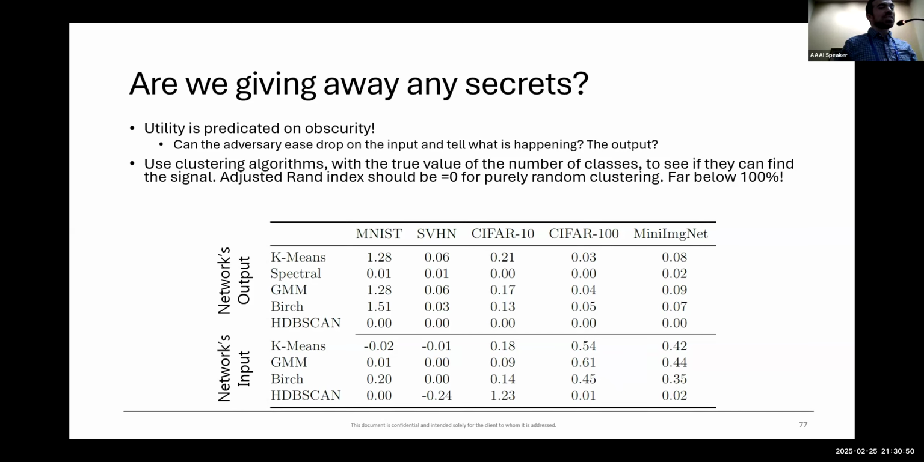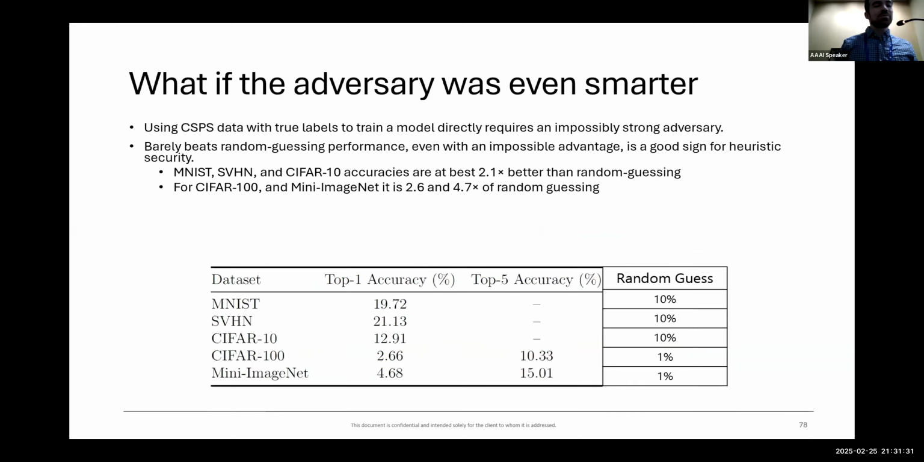Are we giving away any secrets? This is all pretty heuristic. I was kind of hand wavy about proving that it works because I'm not a real cryptographer. So we tried very hard to break it, and we couldn't. So we're looking at the adjusted RAND index for the outputs and inputs to the network. Is there anywhere that we're leaking information about how many classes there are? With adjusted RAND index, a value of 0 is random labeling. Values of 100 is perfect classification. Values of -100 is perfect anti-clustering. All values are near 0. We appear to be doing a good job hiding this.